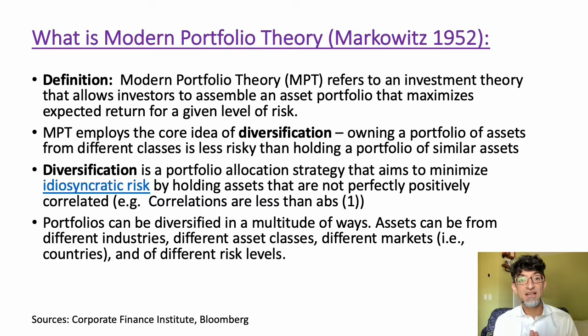Diversification is basically a portfolio allocation strategy that allows you to minimize idiosyncratic risk, or unique risk, by holding lots of different assets that are not positively correlated. So they have correlations that are less than the absolute value of 1. And that's basically the correlation coefficient that you would study in the CFA Institute program.